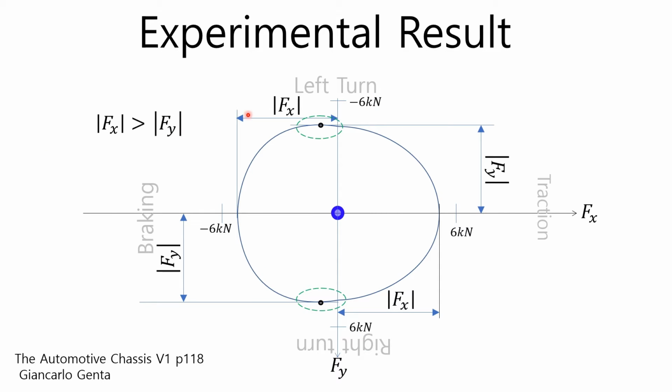The figure here shows the friction ellipse measured in an actual test. As shown in the figure, the test result is in the shape of an ellipse, not a circle. The characteristics of the test results are, firstly, that the maximum absolute value Fx of the acceleration or braking force is greater than the maximum absolute value Fy of the lateral force. Secondly, when a little braking force is added, the lateral force Fy becomes the maximum.